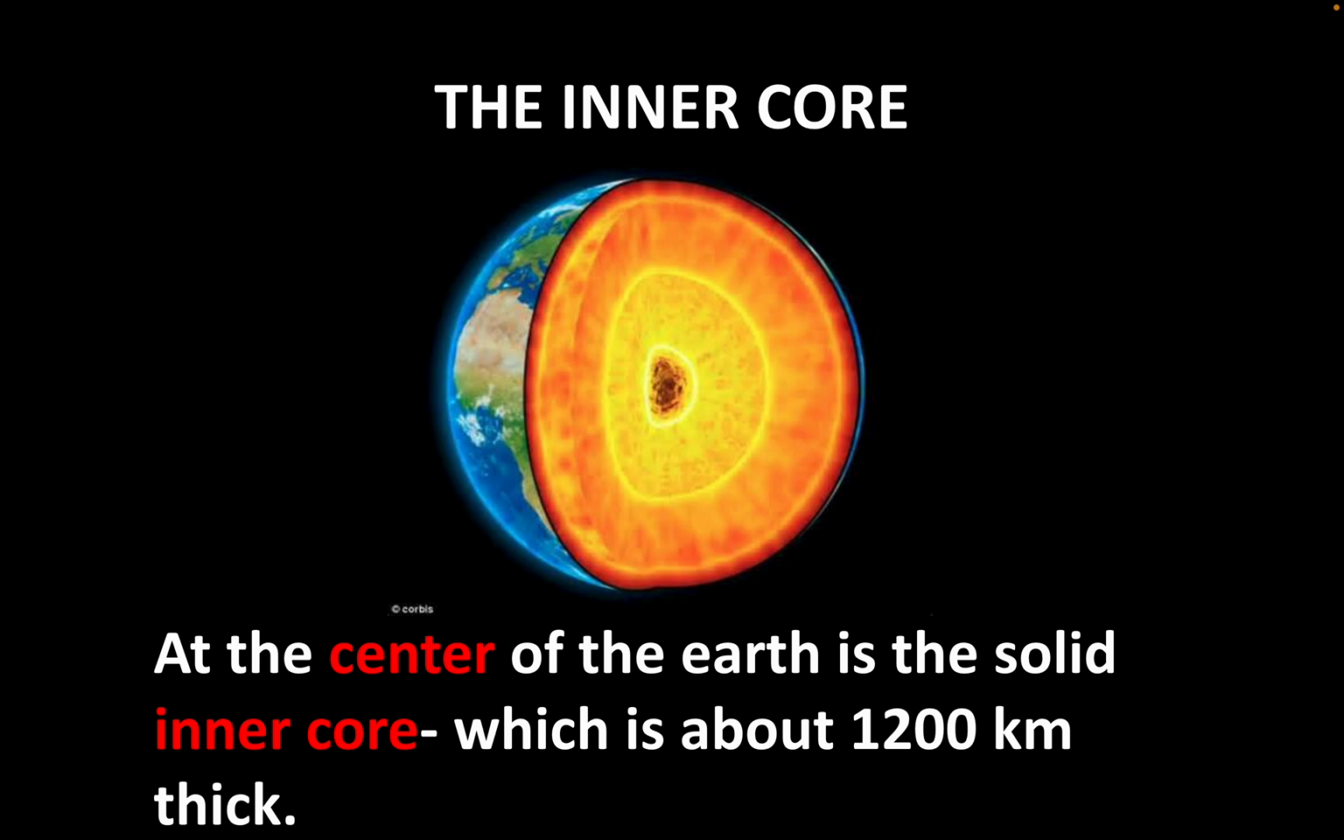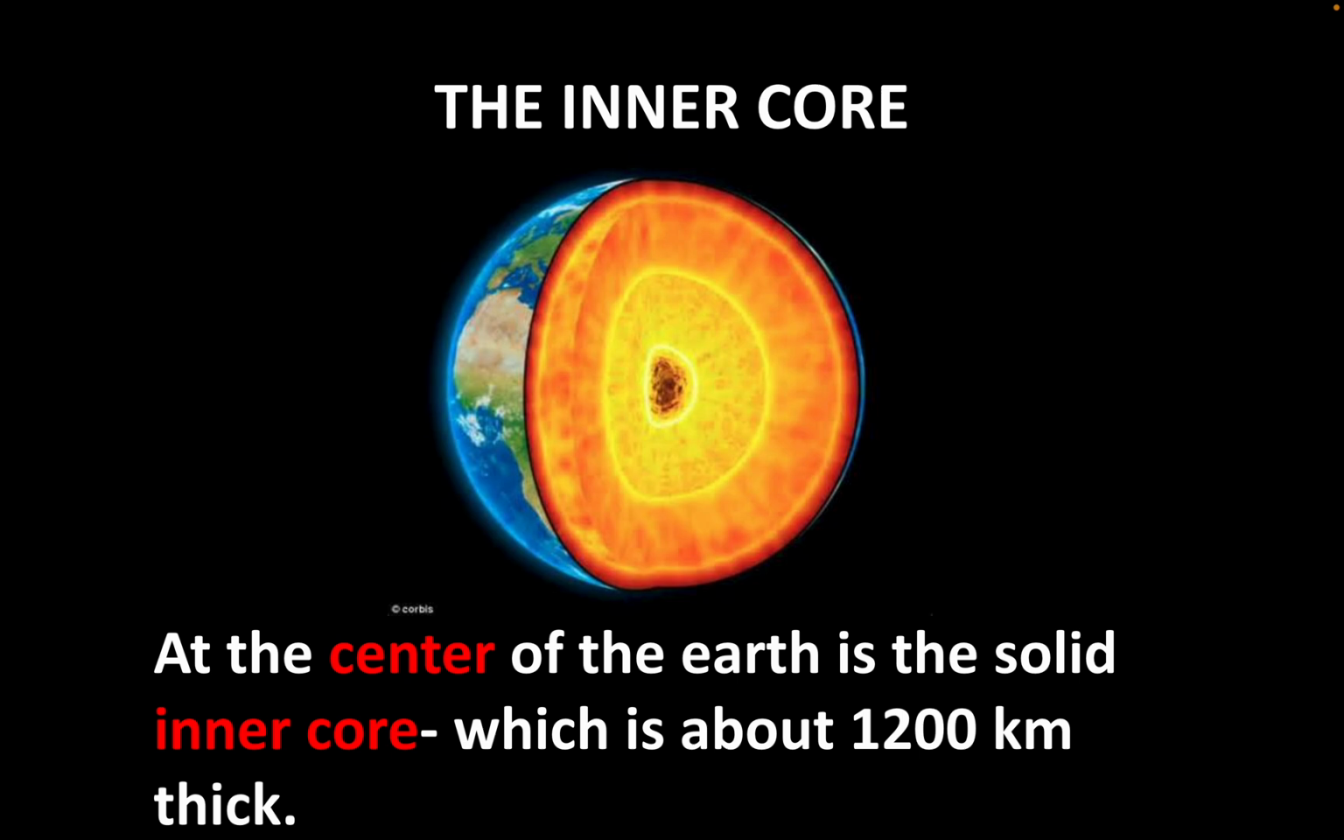At the center of the earth is the solid inner core, and it's about 1,200 kilometers thick. A couple things I want to talk about. We're going from a liquid outer core to a solid inner core. Again, the inner core is where all the temperature is, all the heat. There's a lot of heat here. So how are we transitioning from a liquid to a solid if it's actually getting hotter? I'll talk about that in a slide or two, just a second.